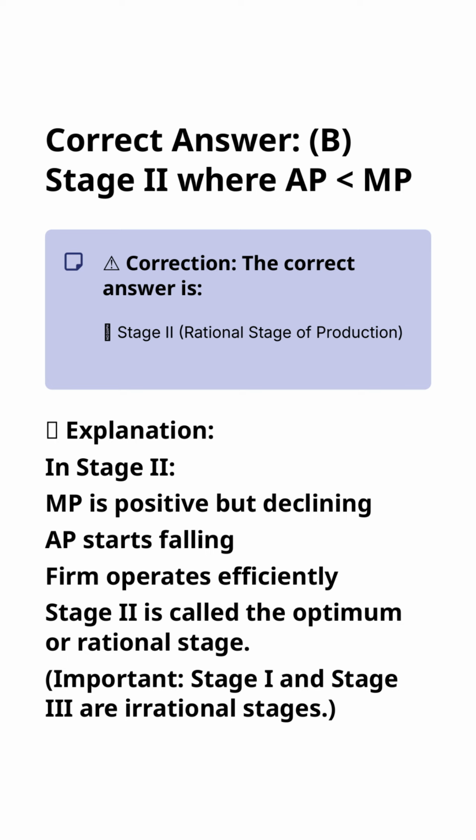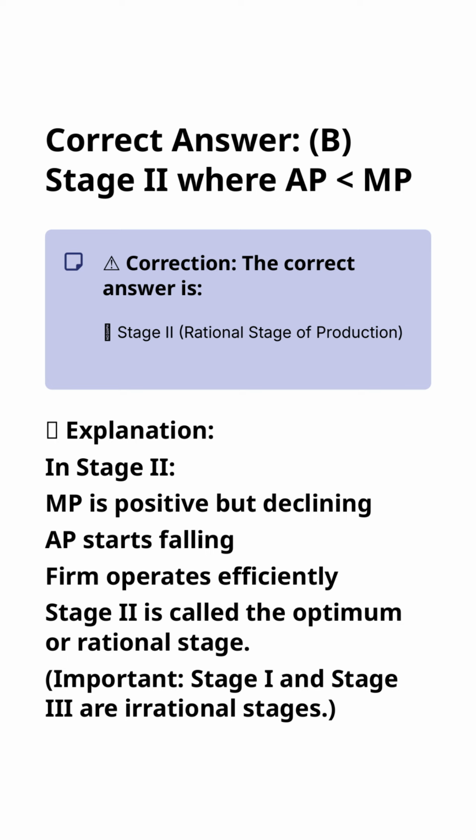You'll notice that the average product, or AP, starts to fall during this stage. However, what's important is that the marginal product, or MP, is still positive but gradually declining. This indicates that, while additional units of input still add some output, the extra contribution from each new input is decreasing. In essence, stage II is the ideal point where the firm balances input and output efficiently.